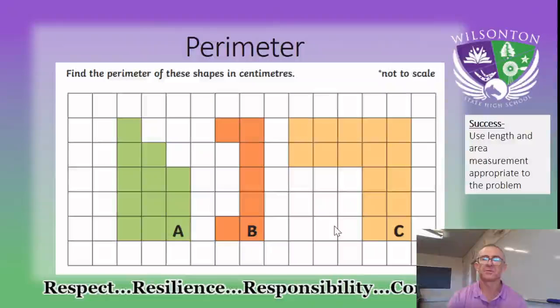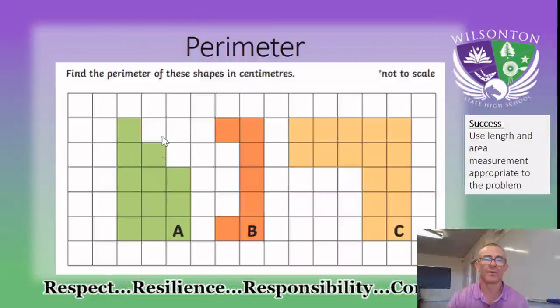Okay, so we've got some shapes here that we're going to look for the perimeter. So we've got A, B and C. We're going to do the first one first. So each one of those shapes, it says up here that it's 1 centimetre boxes. So there we've got a whole lot of 1 centimetre boxes shaded there. We're going to find the perimeter around the outside of those shapes.